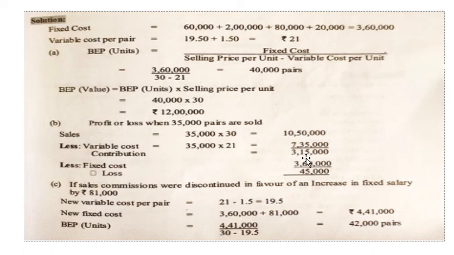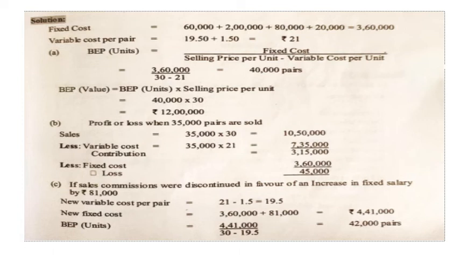With this, we will subtract the fixed cost to find out whether we are getting a loss or profit. The total fixed cost as per the question is 3,60,000. So the contribution 3,15,000 minus fixed cost 3,60,000 will give us a loss, because the fixed cost is more than the contribution. The difference is 45,000, which is a loss. So if we are selling 35,000 pairs, we will be incurring a loss.